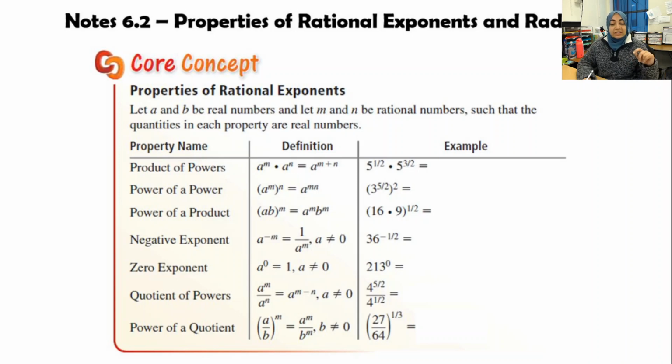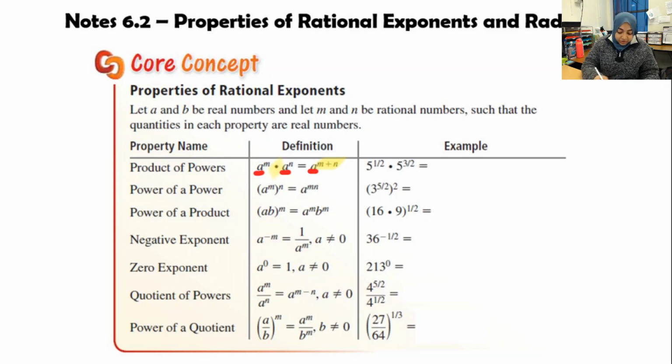Notice that all of our examples have a base that is a number as opposed to a variable, but the same properties apply regardless. So the first one is the product of powers property, and it says if you have a term that has a base that is the same as another, and you're multiplying those terms together, all you have to do is add the exponents. So notice when I'm multiplying, I add the exponents. But again, notice that the base has to be the same. Notice that they're both a, which leaves me with a to the m plus n.